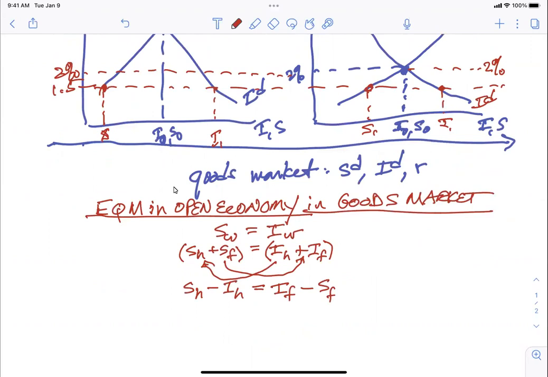So if saving is greater than investment in a country, that means there's a surplus of saving in that country. There's more saving than firms want to borrow for investment, right? That's what that means, if that's a positive number, the difference between those two. If this is like 100, this is like 80, let's say, there's more saving than desired investment. Desired investment means desired borrowing, right? Where does the borrowing come from? Saving, right? The saving in the country.